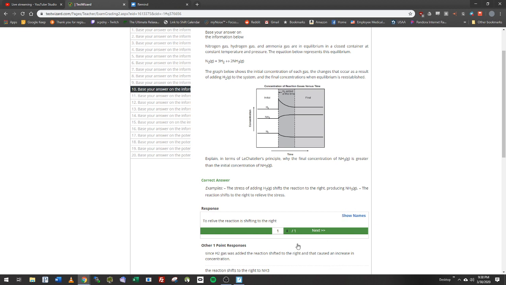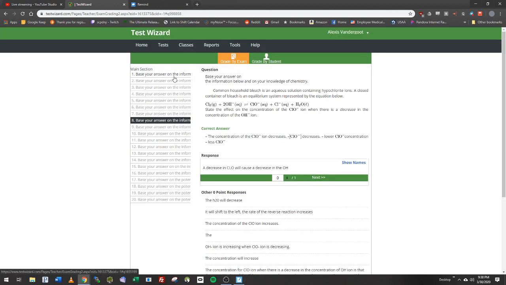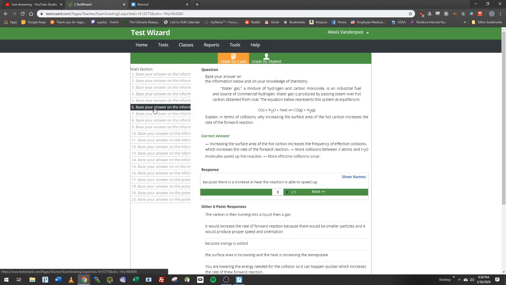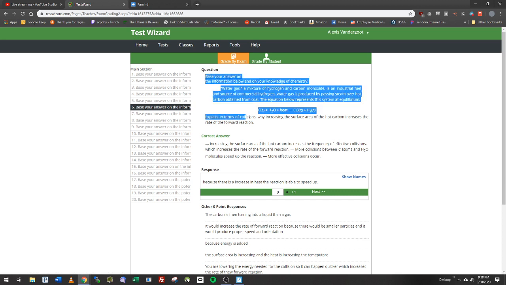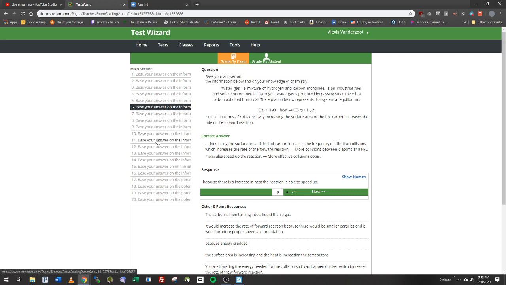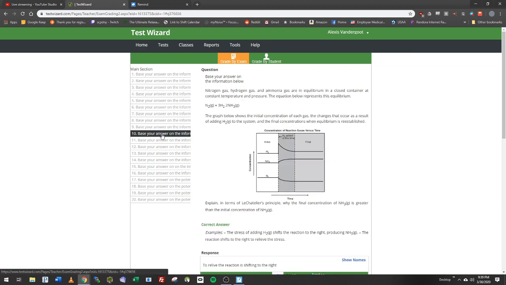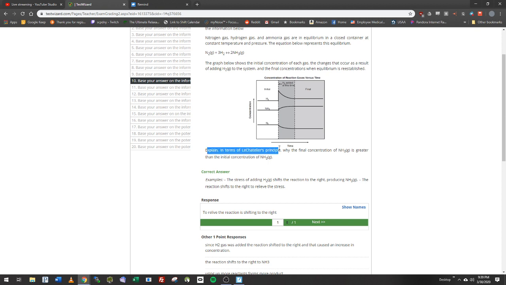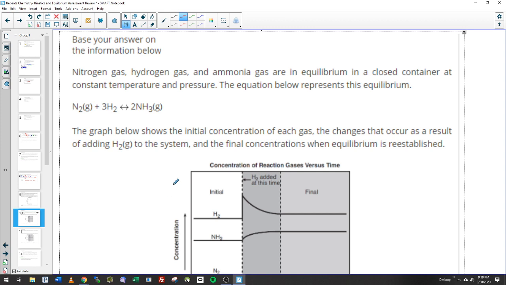With number 10, I am going to compare number 10 to number 6. Number 6, clear as day, is saying to you in terms of collision, so you've got to talk about collisions. Whereas in question number 10, they're saying to you clear as day in terms of Le Chatelier's principle. So I'm going to head to number 10 in my Smart Notebook file.